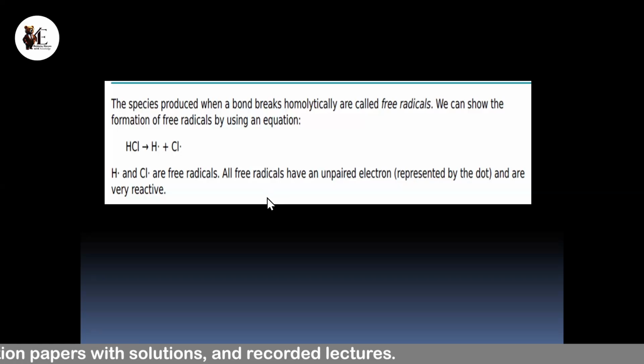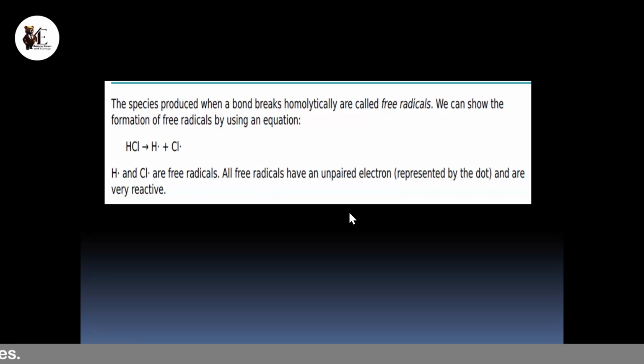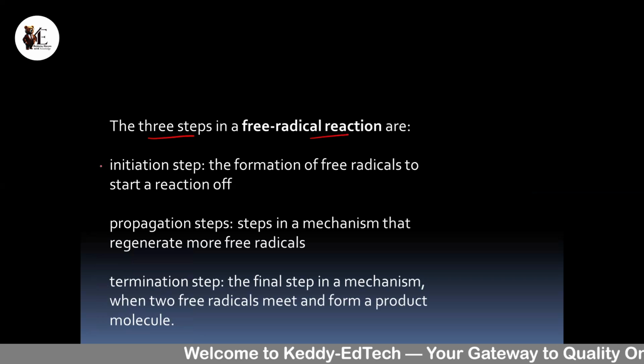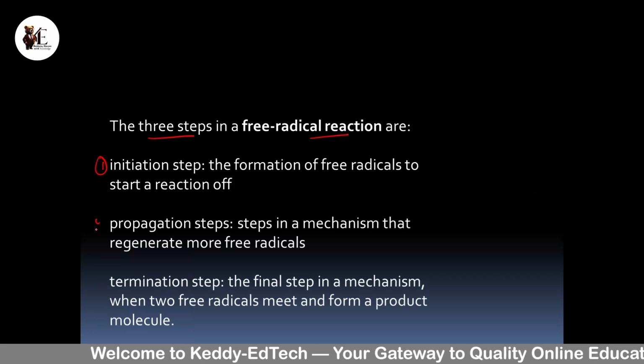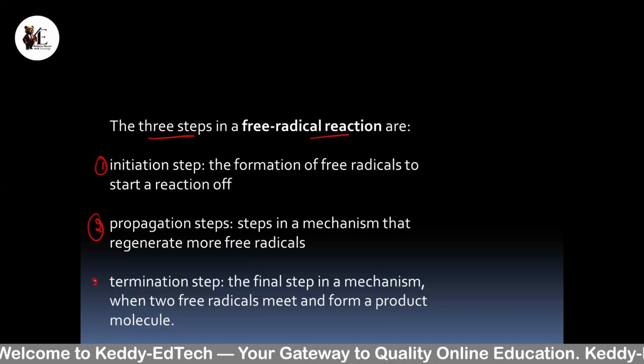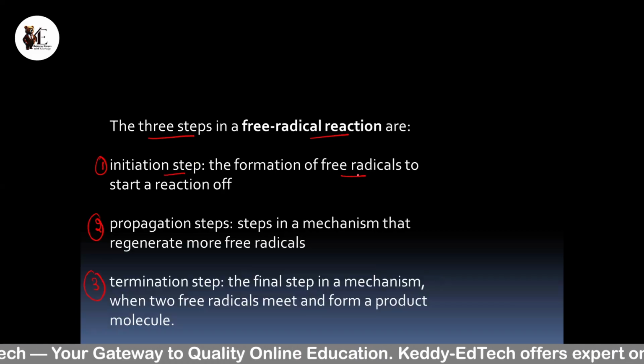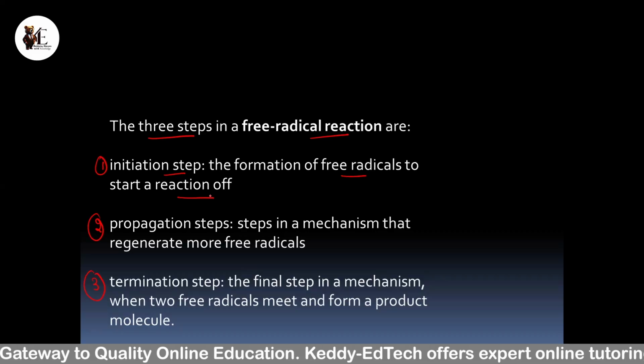Done writing? Yes. Okay. So in a free radical reaction, there are three steps. First is known as the initiation step, second is the propagation step, and third is the termination step. In the initiation step, the formation of free radicals to start a reaction off is happening.